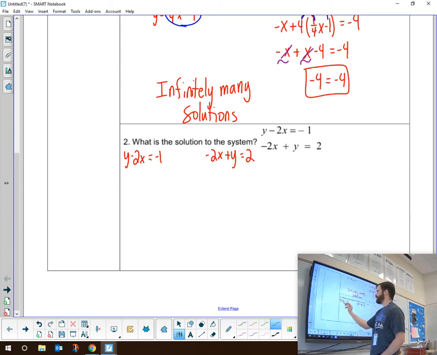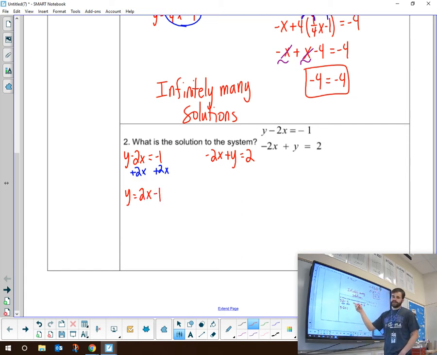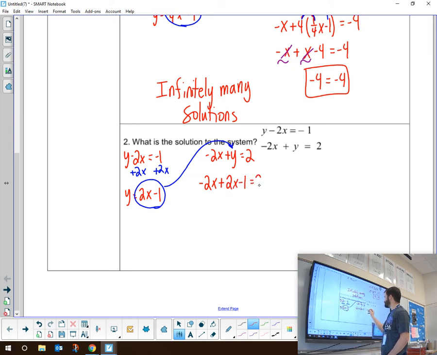So let's solve for this y value. Let's add 2x to both sides, and we get y equals 2x minus 1. Okay, let's take this value for y and plug it in for y into my other equation. So I'm going to take this value of 2x minus 1 and plug it in for y over here. I'm going to get -2x plus, and you don't really have to put parentheses on this one because we're just adding it. There's no number to distribute, no negative to distribute. So we're just going to go plus 2x minus 1 equals 2. Okay, so there we are.